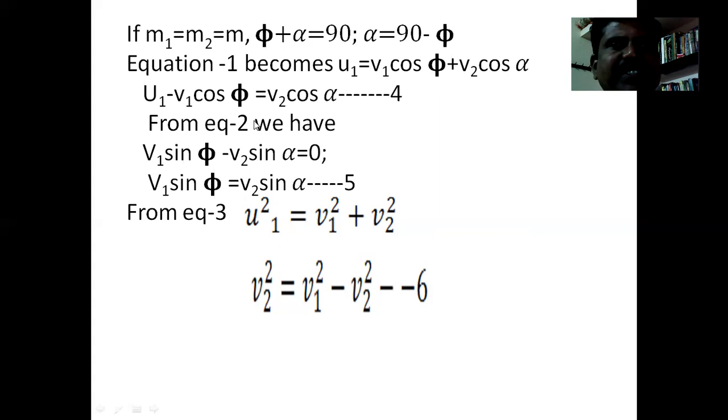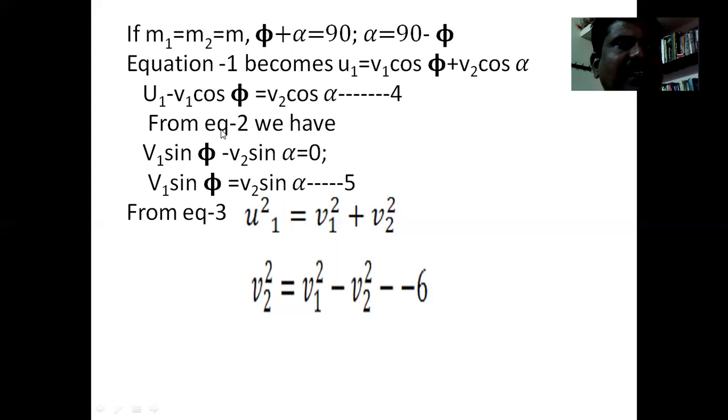Okay. Next, similarly, that's along the y-axis. You take this to this side: u1 minus v1 cos phi equals v2 cos alpha. Let's call this equation 4.